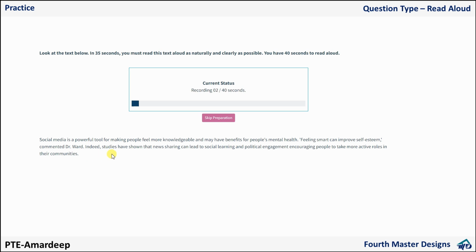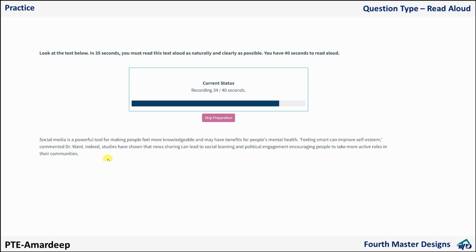Social media is a powerful tool for making people feel more knowledgeable and may have benefits for people's mental health. Feeling smart can improve self esteem, commented Dr. Ward. Indeed, studies have shown that news sharing can lead to social learning and political engagement, encouraging people to take more active roles in their communities. Okay, so this is how you have to read it. Then, once your one read loud is over, you will get second, then third, likewise fourth, fifth, and sixth. And then your repeat sentence will start.